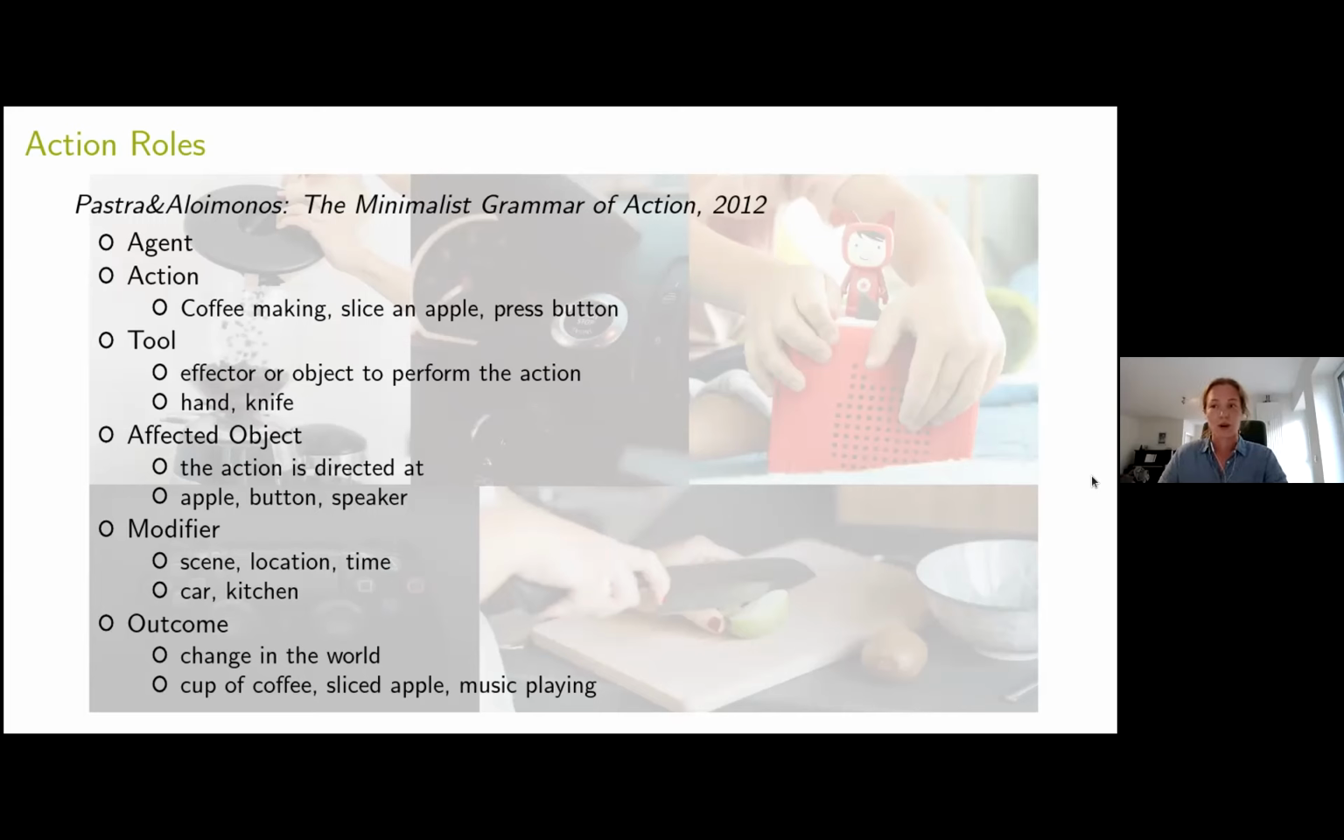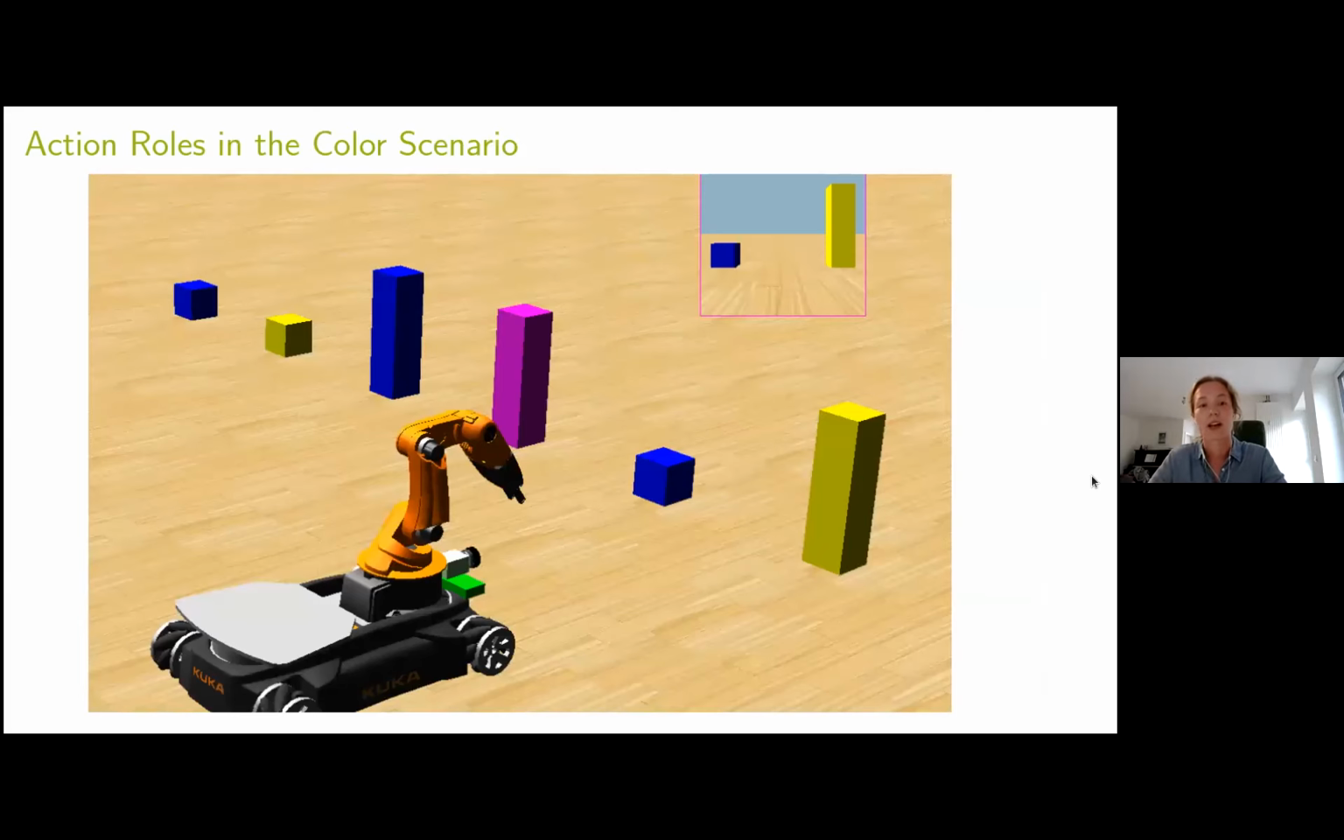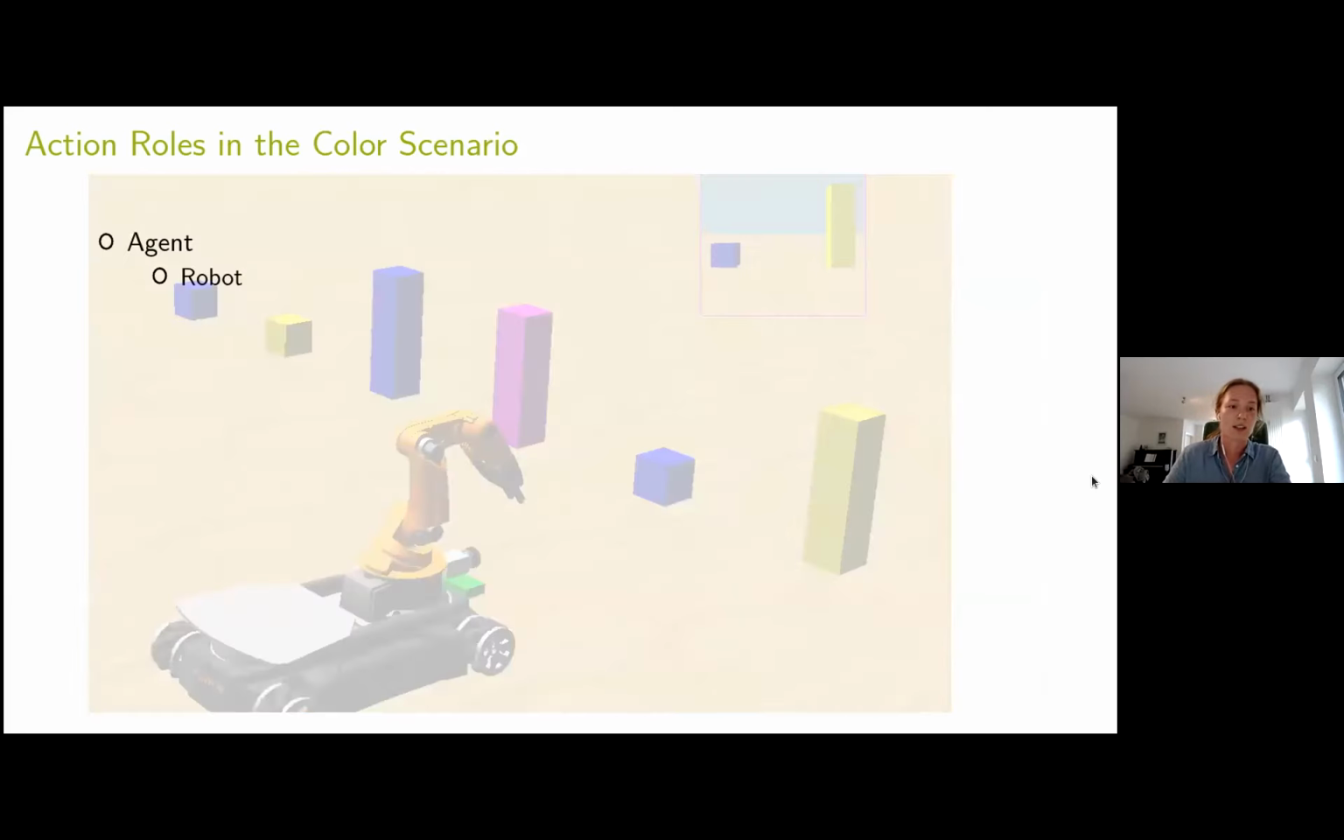Those action roles now give meaning to our process models. This is similar to the idea of reference and target object roles that you learned about in spatial language. Okay, and this is the scenario that Jan presented in his talk, and we can find all those roles here as well. So we have the agent, which is of course the robot that is acting in the scene.